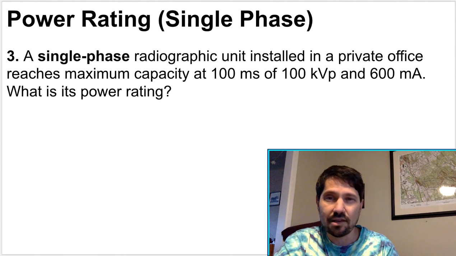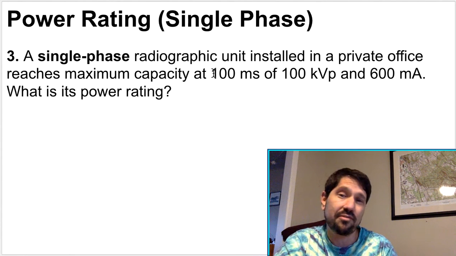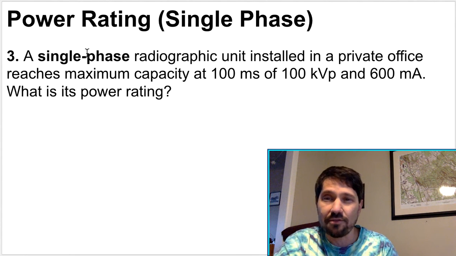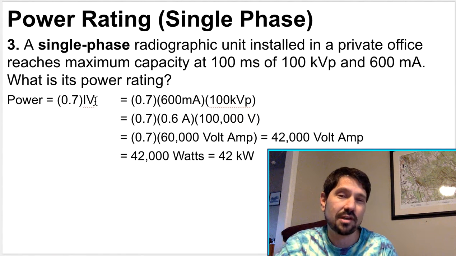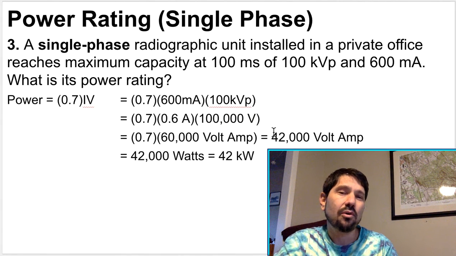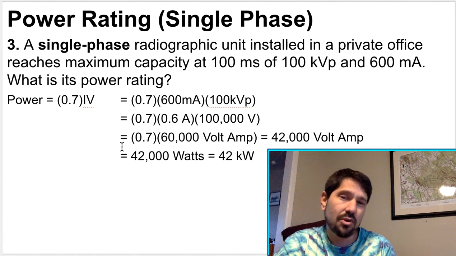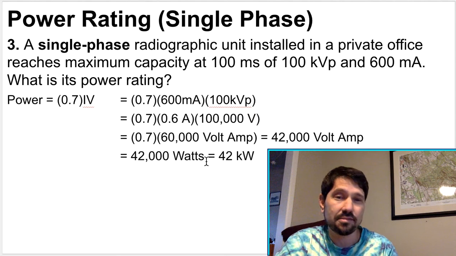Problem 3, a single phase unit at a private office reaches a maximum mA of 600 mA when operating at 100 kV for 100 milliseconds. So single phase is a big tip-off here. We're going to use that 0.7 times current times voltage, and that's how we'll get not 60,000 volt amps for our answer, but 60,000 volt amps times 0.7, or 42,000 volt amps, which we call 42,000 watts.